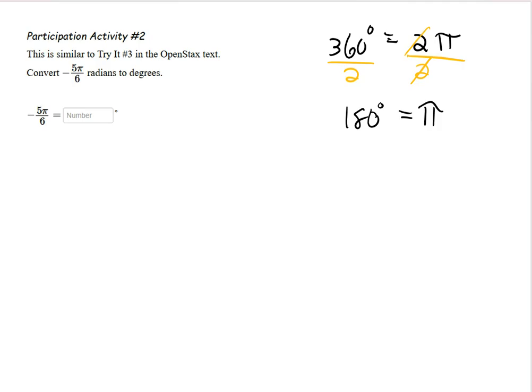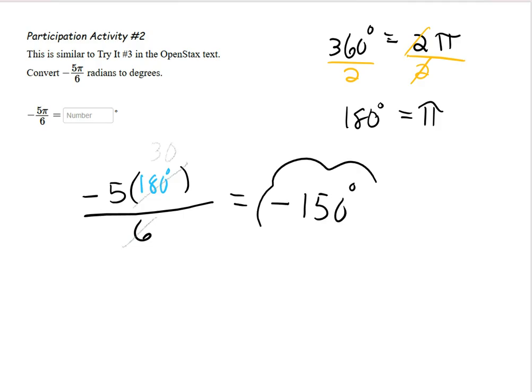And so when they asked me to convert -5 pi over 6 radians into degrees, all I do is take the -5 and I pull out the pi and stick 180 degrees in its place. And then I just do the math. I could do all that in my calculator, but I'm sitting here looking at it without my calculator and going, 6 goes into 180 30 times. And so -5 times 30 would be -150 degrees. That should be my answer.